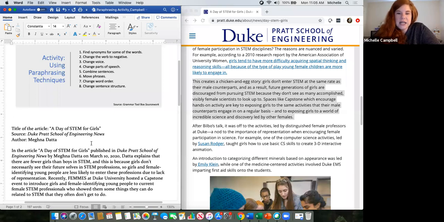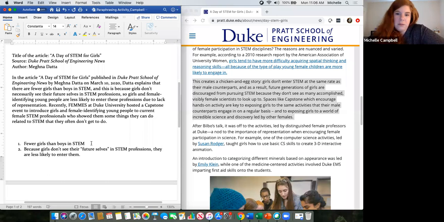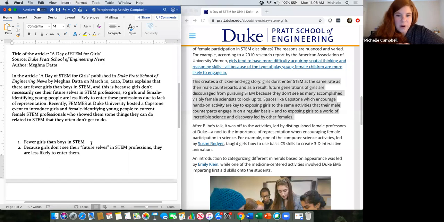So again, let's double check. This is just our first draft. If I was doing this for a paper, I would definitely go back and revise this, but I just want to double check that I'm not unintentionally plagiarizing. So I'm going to reread the original and then I'm going to read mine. So the original, girls don't enter STEM at the same rate as their male counterparts, and as a result, future generations of girls are discouraged from pursuing STEM because they don't see as many accomplished, visibly female scientists to look up to. Spaces like Capstone, which encourage hands-on activity, are key to exposing girls to the same activities that their male counterparts engage in on a regular basis, and to exposing girls to a world of incredible science and discovery led by other females.